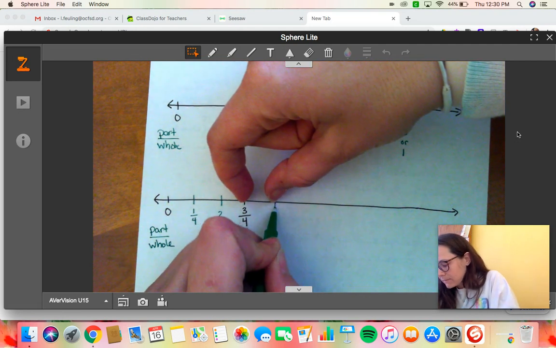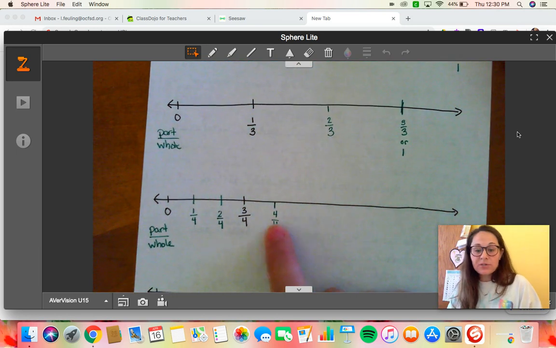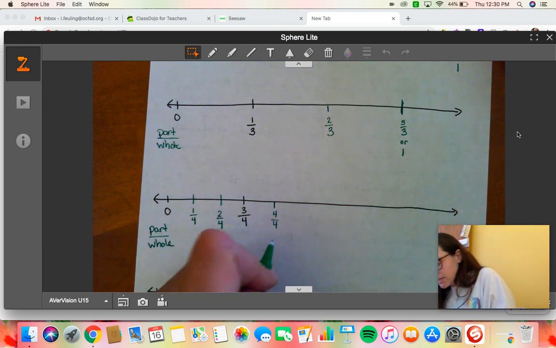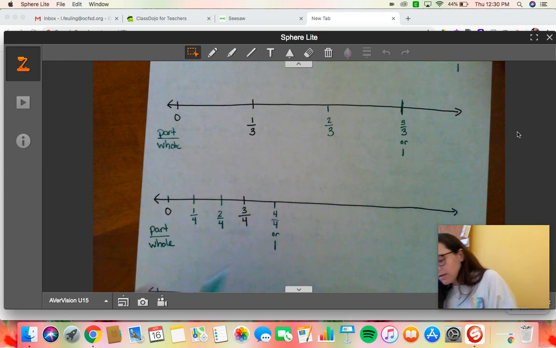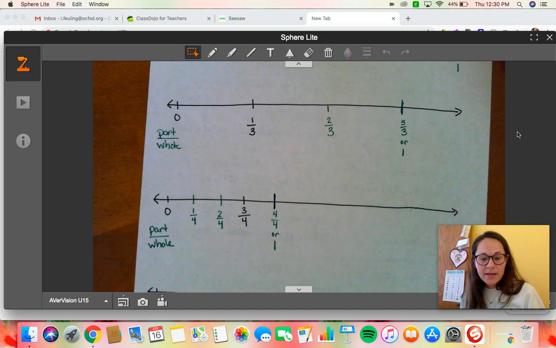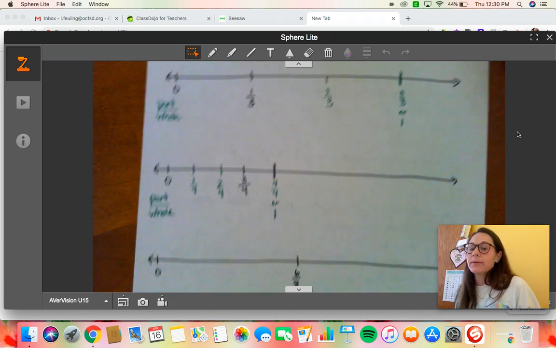Okay. So this would be, because I had 3/4, now this is 4/4. Anytime top number and bottom number are the same, it equals 1. So on this number line, that is where 1 whole would be. All right, let's look at one last one.